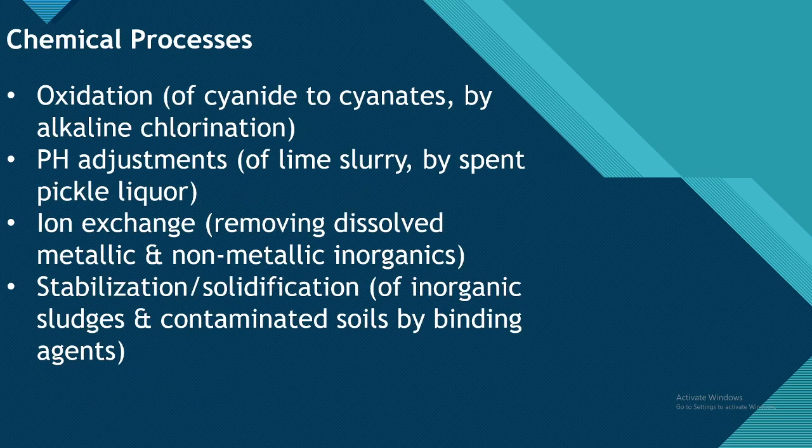Chemical processes are oxidation of cyanide and cyanates by alkaline chlorination, pH adjustment of lime slurry by spent pickle liquor, and ion exchange. These are removing dissolved metallic and non-metallic inorganics. Lastly, stabilization and solidification of inorganic sludges and contaminated soils by binding agents.